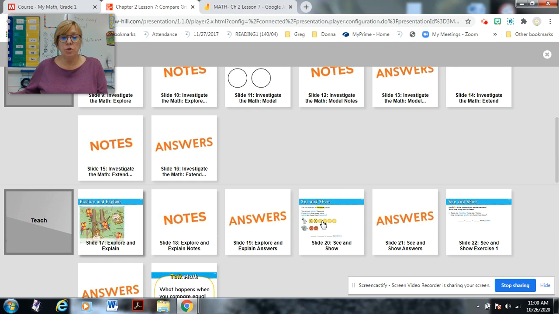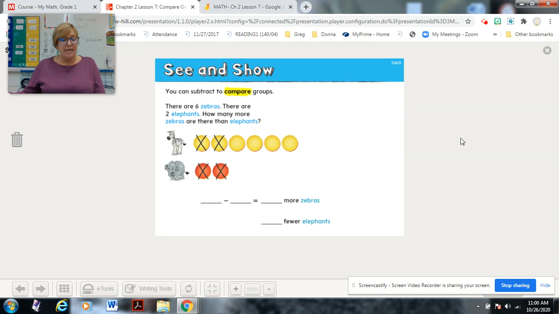And you can turn to the See and Show page. And this one, they have zebras and elephants. And it says you can subtract to compare groups. Now, in this particular one, they put there are 6 zebras. And notice they have yellow counters for the zebras. And there are 2 elephants. Here's the red ones.